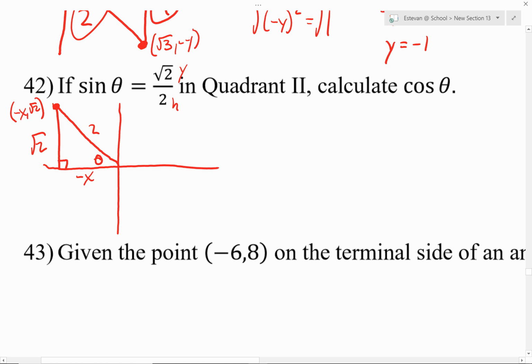To solve for x, we do Pythagorean theorem again. 2 represents your hypotenuse, so that's going to equal 2 squared. We have square root of 2, so we have square root of 2 squared plus negative x squared.